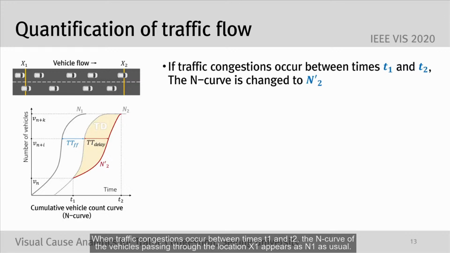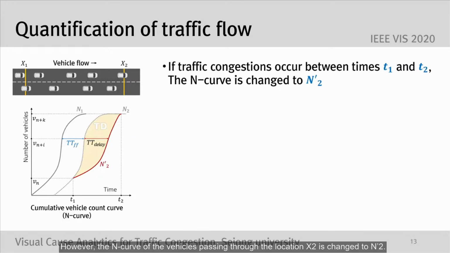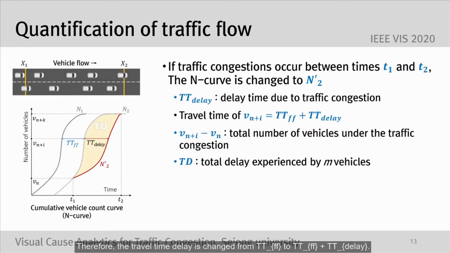When traffic congestion occurs between times T1 and T2, the N-curve of the vehicles passing through the location X1 appears as N1 as usual. However, the N-curve of the vehicles passing through the location X2 is changed to N'2. Therefore, the travel time is delayed, changing from TTFF to TTFF plus TT delay. The number of vehicles under this traffic congestion type is Vn plus I minus Vn. And their total accumulated delay time is shown as Td.